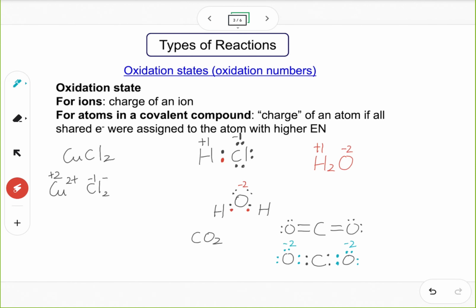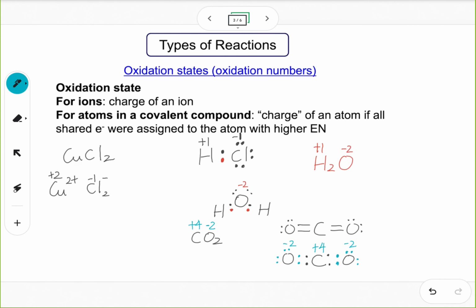For carbon, in this case, we'll assume that it will lose 2 electrons to each oxygen. Therefore, carbon will lose a total of 4 electrons. So that's going to be +4. If you want to label the oxidation state on the formula, carbon +4, oxygen -2.